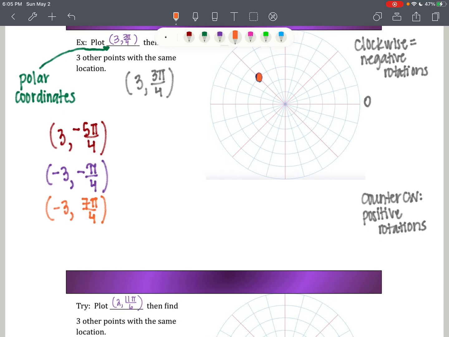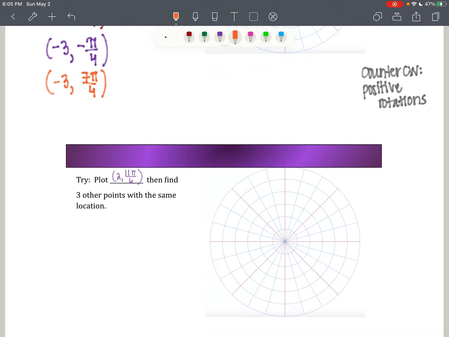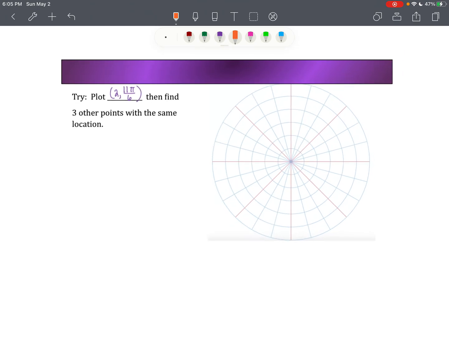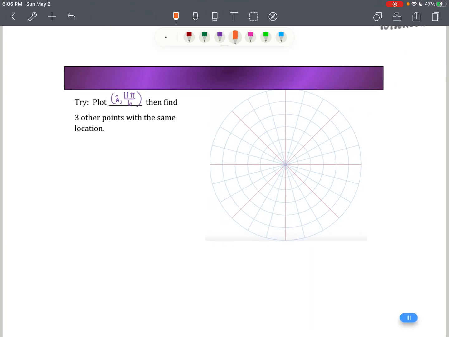So that's our first example. Let's have you do a try. In the next video, I'm going to come back and explain where this point is, and then I'll share those 3 other points that have the same exact location.